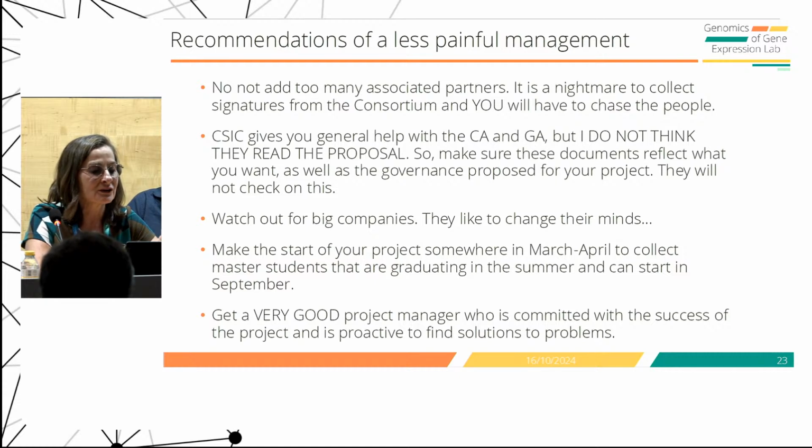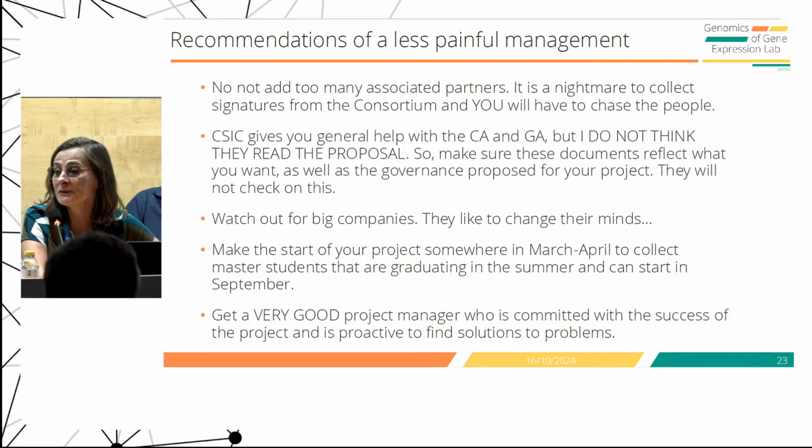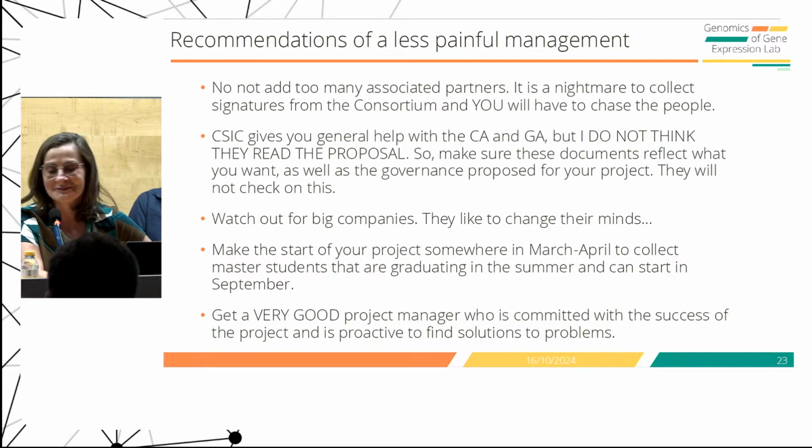And another tip is do not add too many associated partners because it's a nightmare to deal with them. Well, if you are in CSIC, they don't help you much. So you have to do everything. Watch out for big companies because they create trouble. I have Nanopore in this consortium, and it's really hard to deal with them. But I needed this because if it's a network on long reads, you need to have Nanopore, okay?